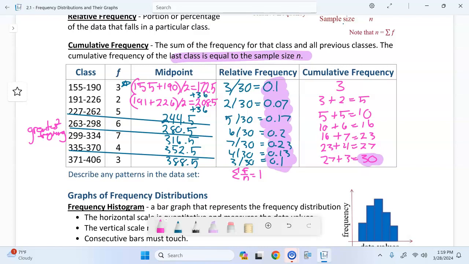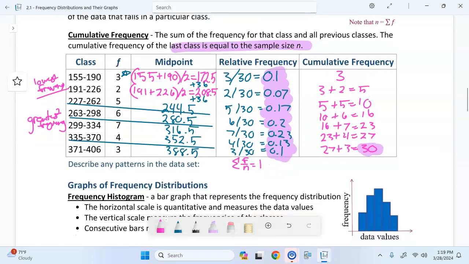Which class has our lowest frequency? The second one, from 191 to 226, that is our lowest frequency. Okay? So there's a lot of different ways that we can look at the data. What's the lowest group? What's the highest frequency group? Do I have a chunk of data together that contains most of my information? All of those are different ways that we could interpret different patterns.